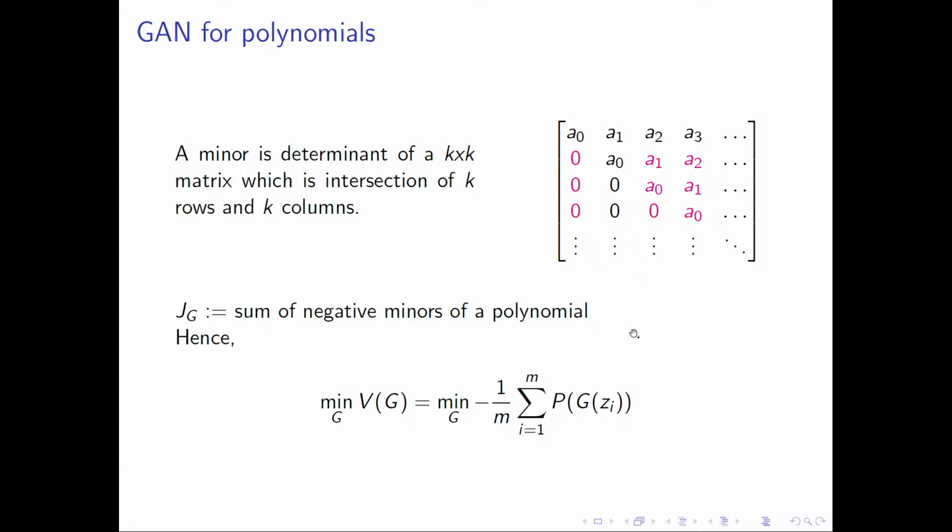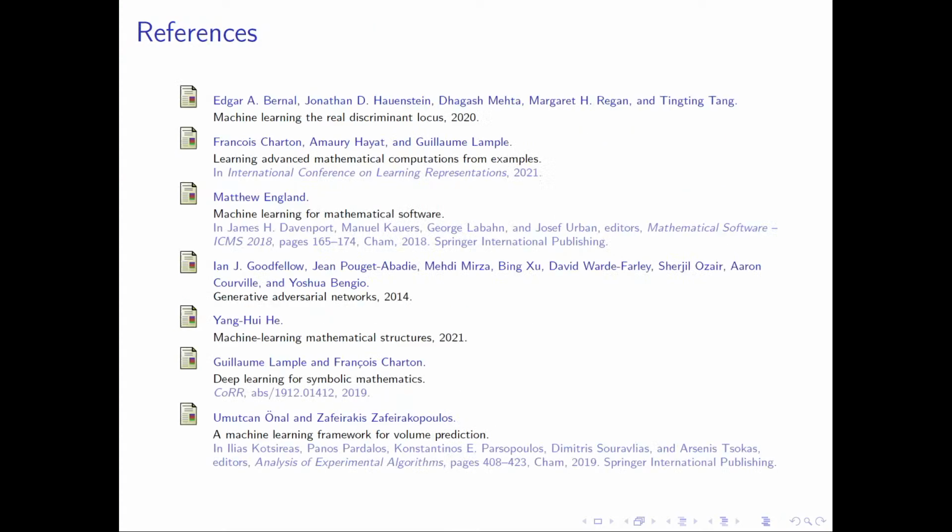By the way, we know that since it is an infinite matrix, we don't calculate all minors. So we choose R minors, and we try to train with these R minors. Okay, thank you for listening. These are our references. Thank you.